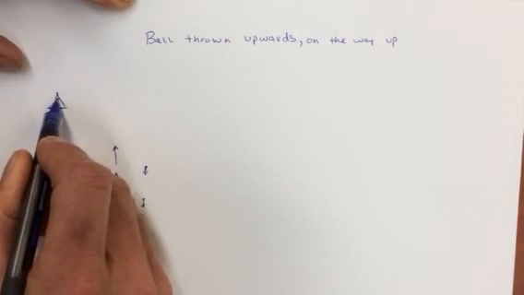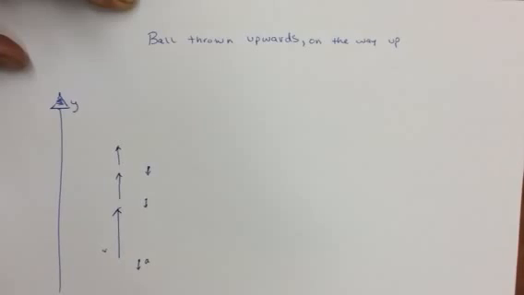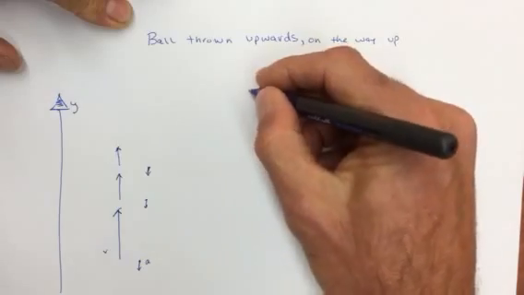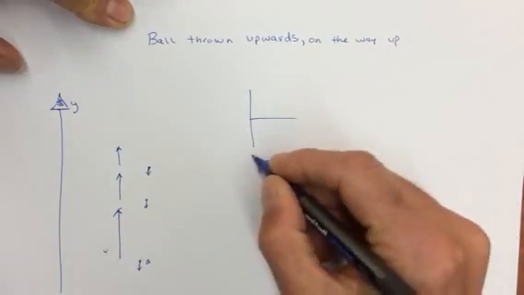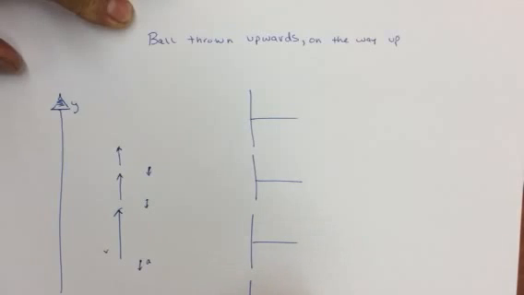And I could make my positive direction up or down. I guess I'll make it up. It's completely arbitrary. It does not matter. Okay. So there we go. There's my motion map. I'll do my graphs now.